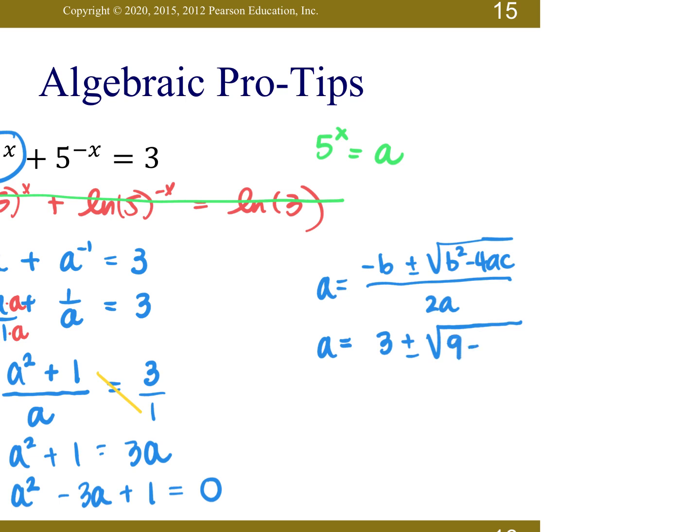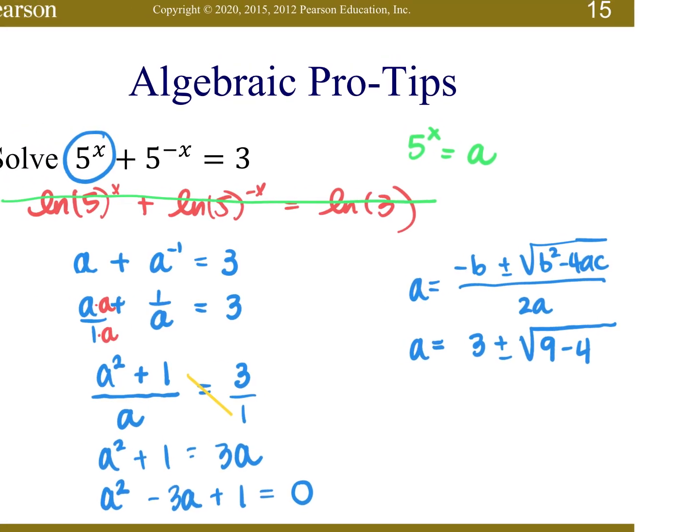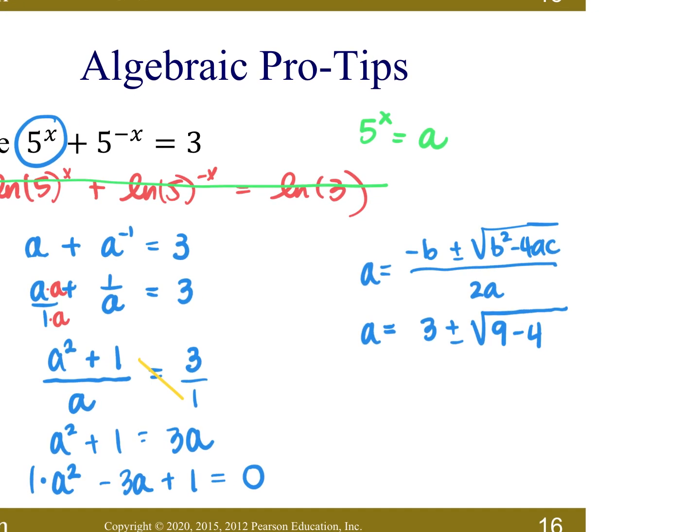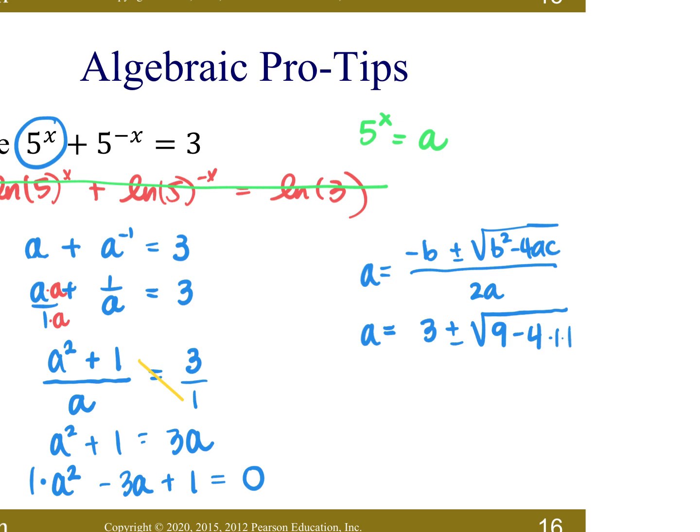9 minus 4 times, what's in the a? It is the value of the coefficient, right? That's kind of confusing. The a's in the quadratic formula are not the same thing as the letter a I'm using as my variable, okay? Because what's in front of this a squared right here? 1. Okay, so that's what I'm using in my quadratic formula. So 4 times 1 times 1, all over 2 times 1. So we have a equals 3 plus or minus the square root of 5, over 2. Everybody get the same thing for your quadratic formula?